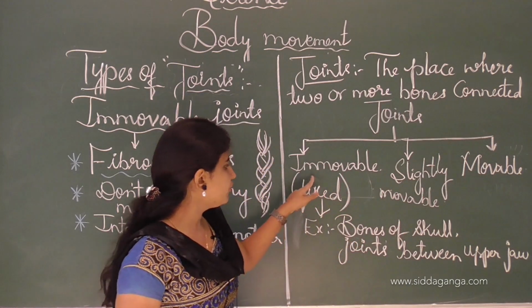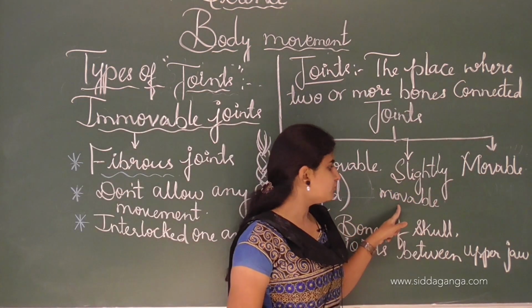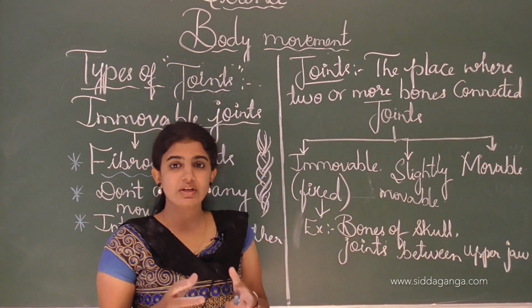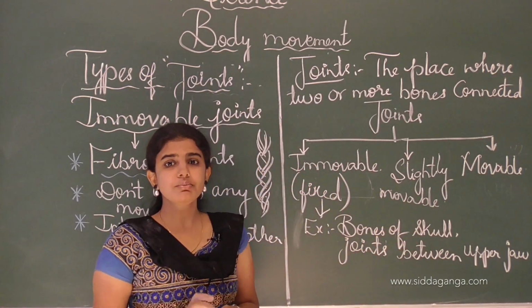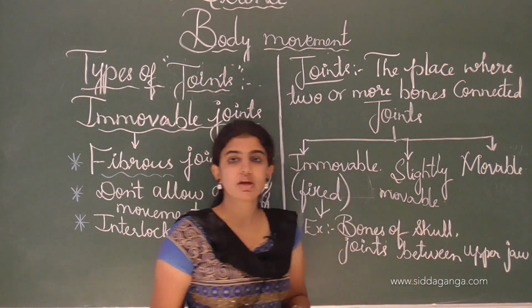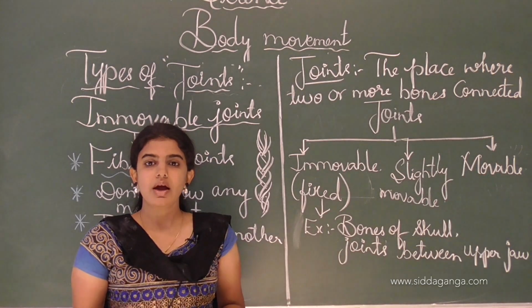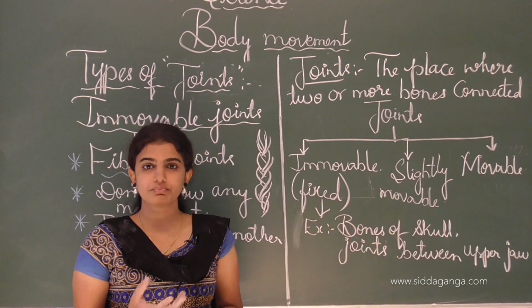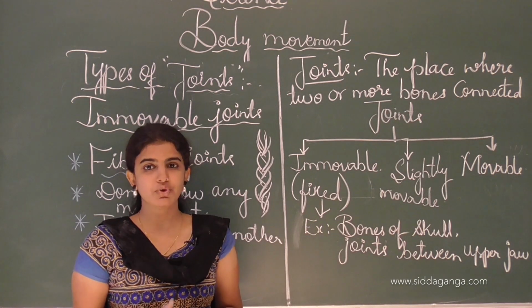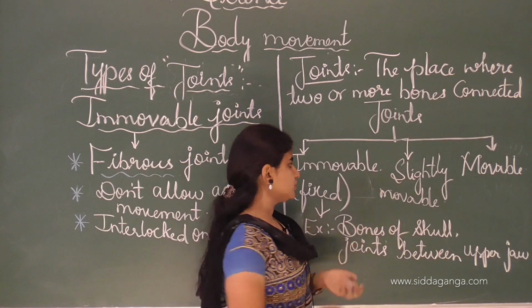One is the immovable joints, that is the fixed joint, and another one is the slightly movable joints, where we can see that slight movement takes place. And the next one is the movable joints. Movable joints are again classified into three types: ball and socket, hinge joints, and the pivotal joints. This is all about the three types of joints.